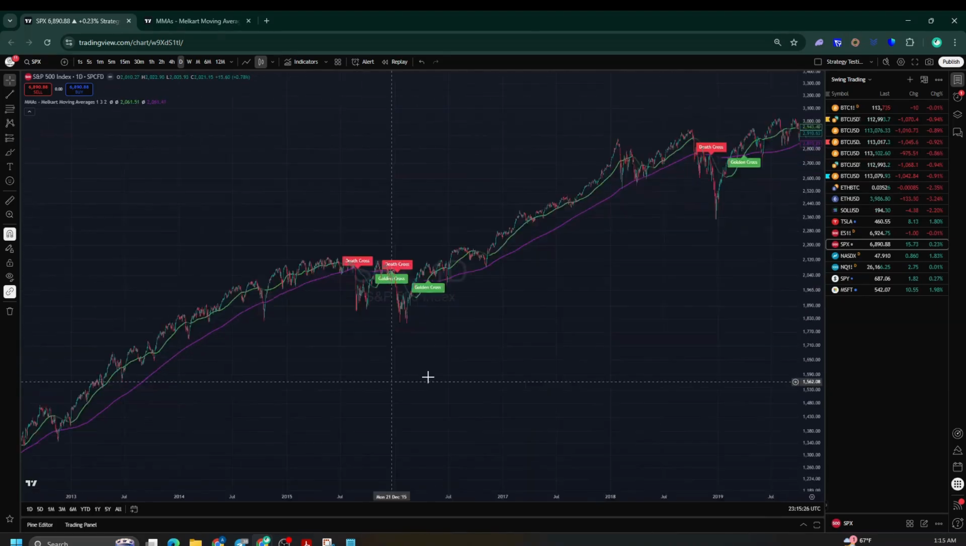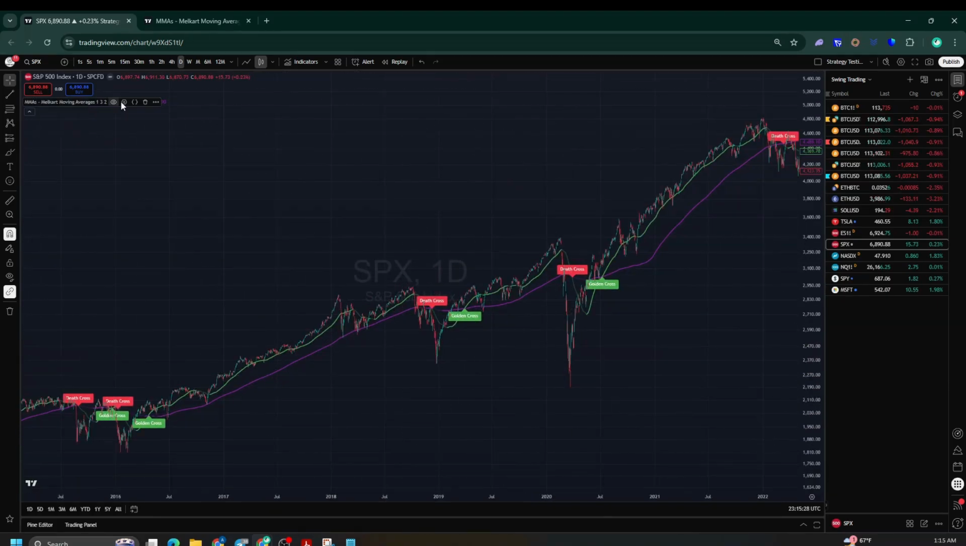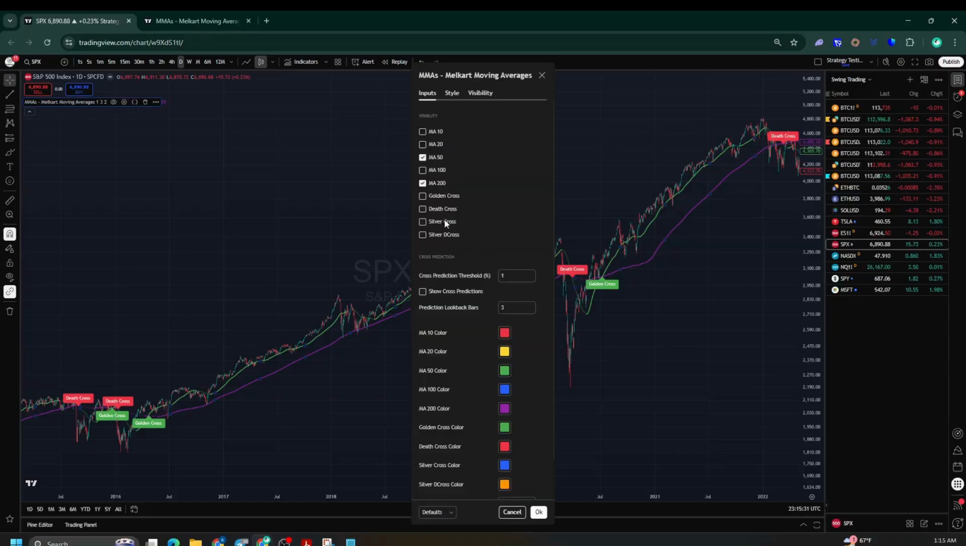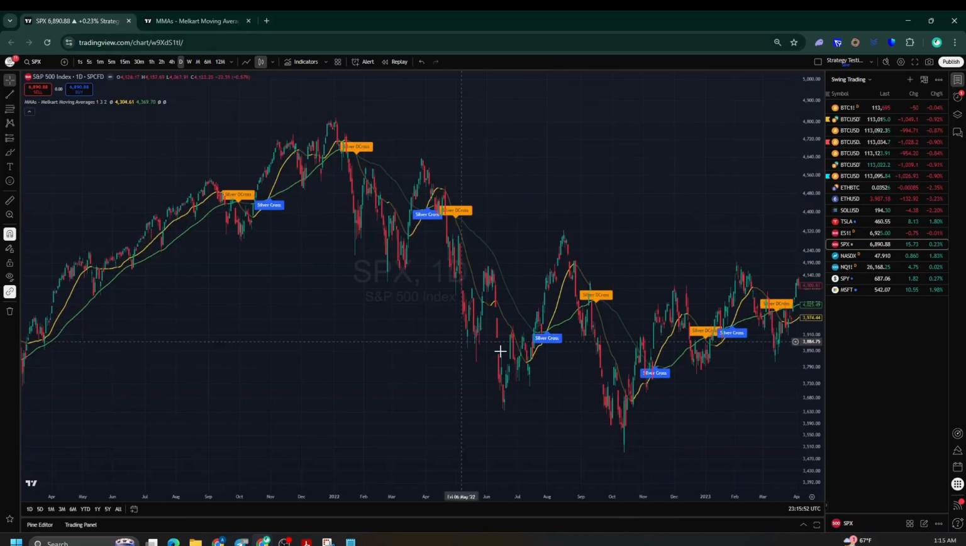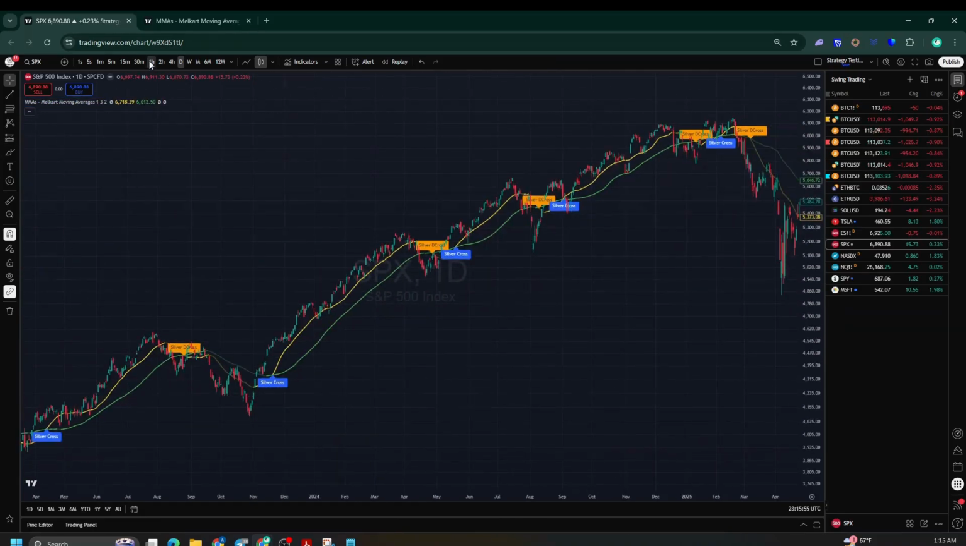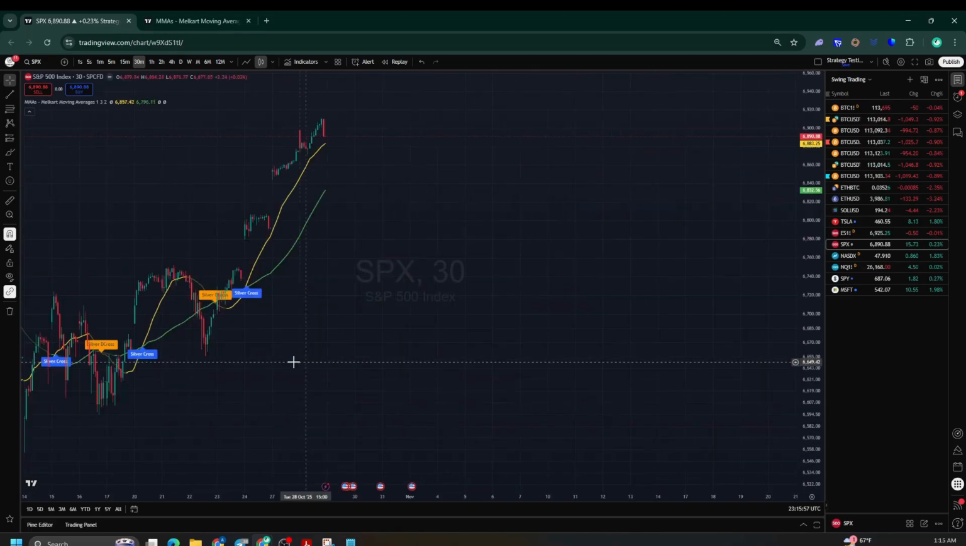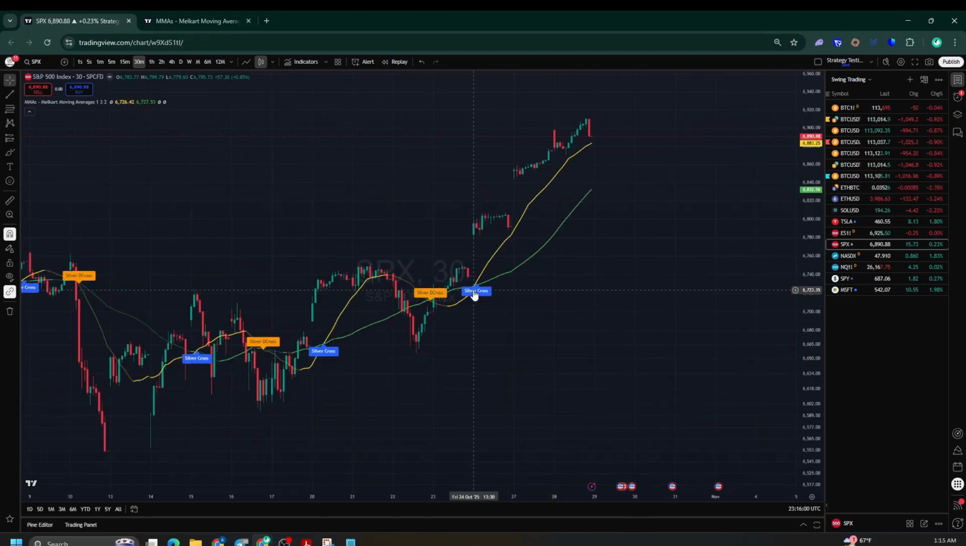So these are some examples. And we have the same thing, which is a silver cross. Silver cross is simply the 20 with the 50. So in this case, the 50, which was the slow one in the death cross and golden cross, is now the slow moving average, and the 20 is the fast one. It's good to be used on the low time frames for fast scalping, because they flip before.